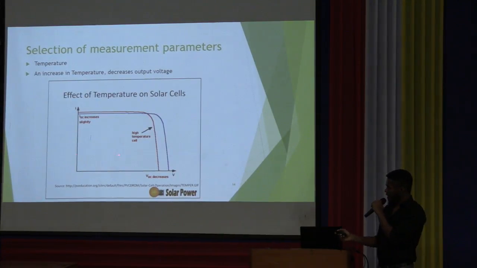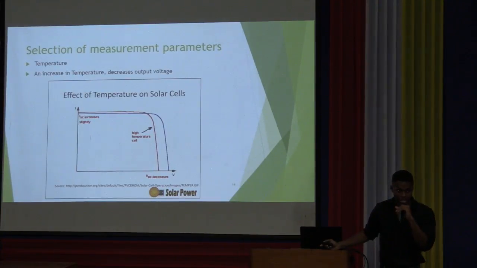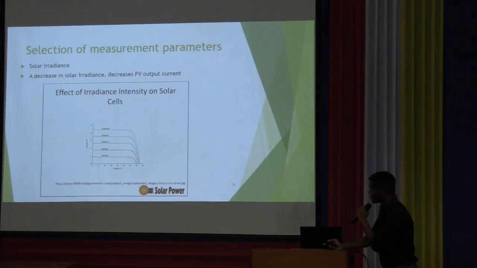While temperature does increase the output current of a module by a small amount, the output voltage decreases significantly. This red line is a higher temperature cell. This blue line is a lower temperature. So as you can see, the current increases slightly, but the voltage drops significantly, and this leads to an overall loss in power, power being the product of both voltage and current. So overall, high temperatures have a negative effect on solar PV performance.